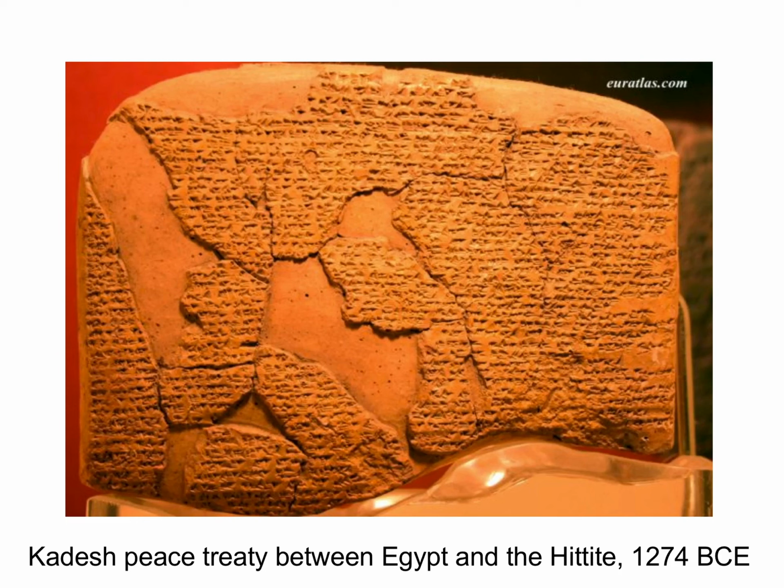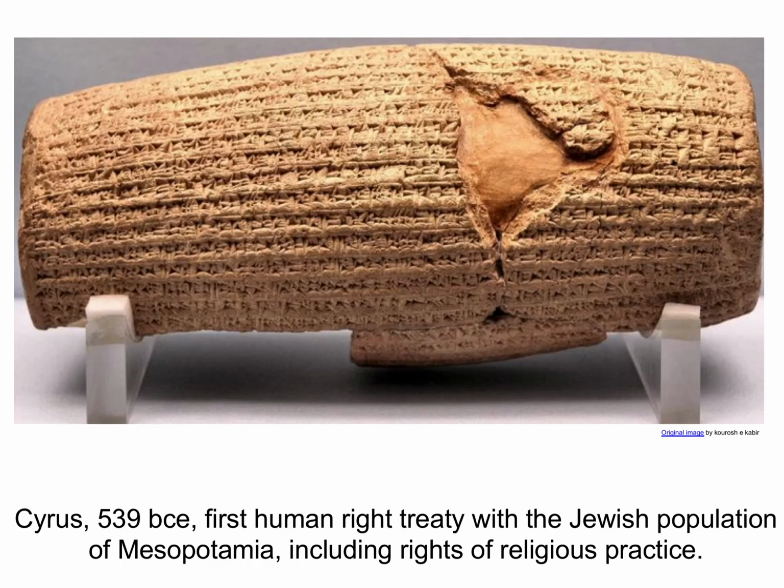This is an example of the Kadesh peace treaty between Egypt and the Hittites, and it's one of the earliest peace treaties in history. The Cyrus document from 539 BCE is the first human rights treaty with the Jewish population of Mesopotamia, including rights of religious practice. So it is an extremely important document in history and in the development of civilization.